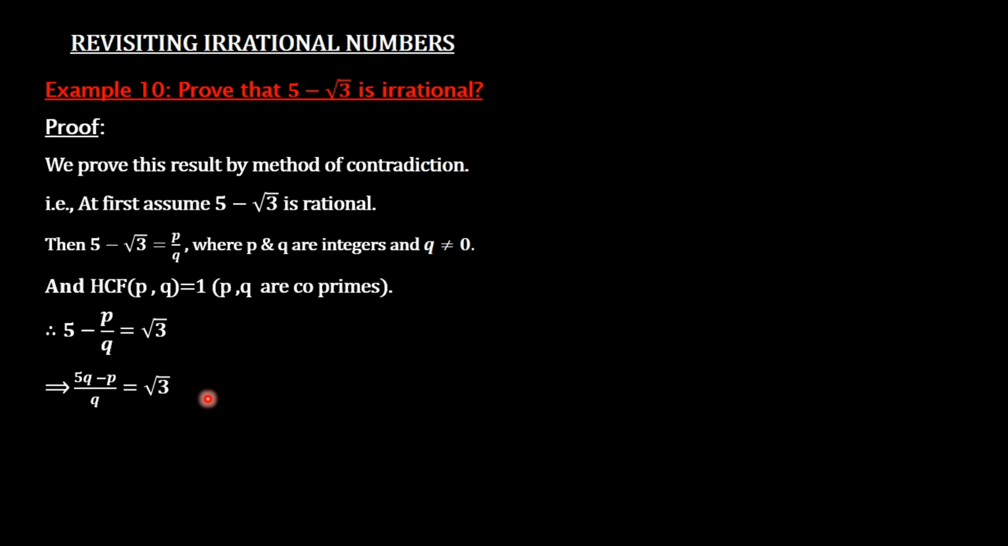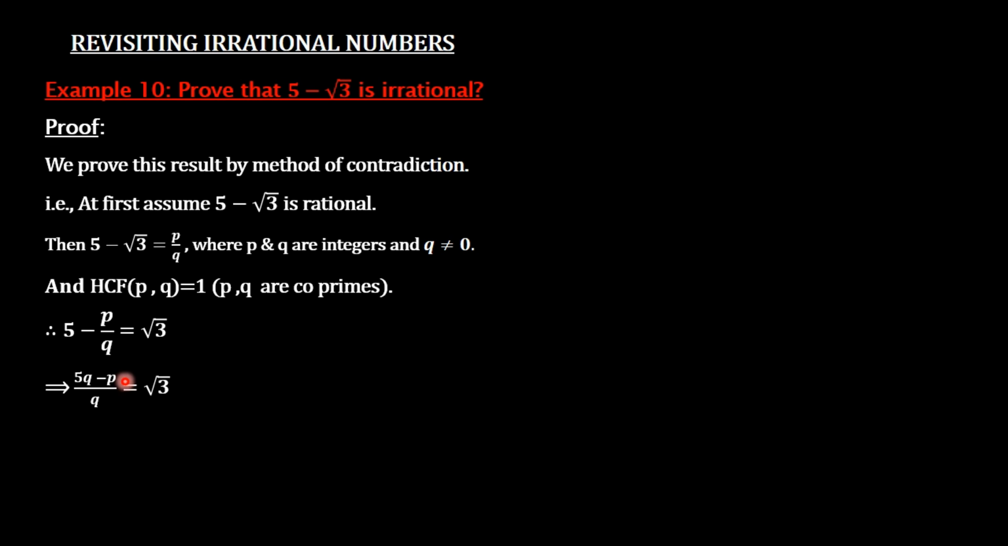So what is root 3? That is 5q minus p, where the numerator is an integer, divided by q, which is another integer. So root 3 equals an integer divided by another integer, where q is not equal to 0. From our result we know that q is not equal to 0. Then root 3 is a rational number. Why? A rational number is something which can be written in the form p by q, where p and q are integers. So root 3 turns out to be a rational number here.